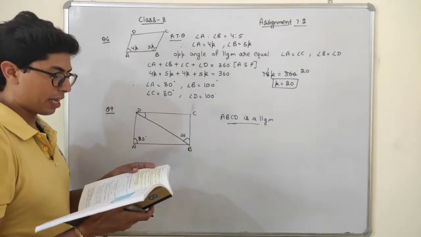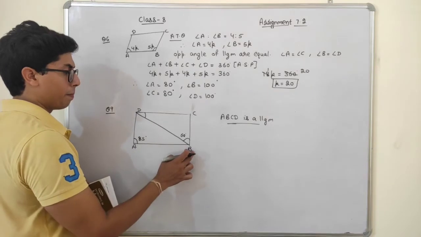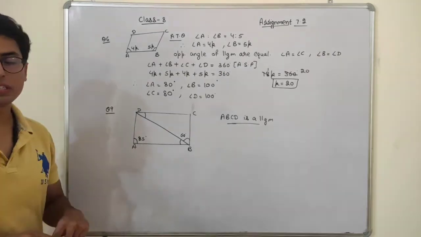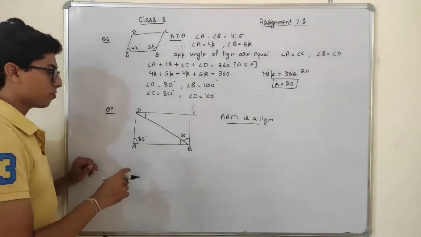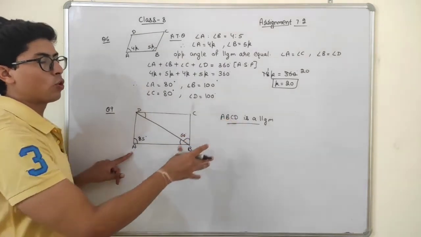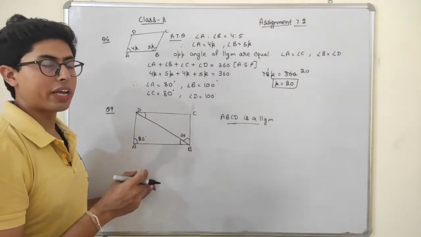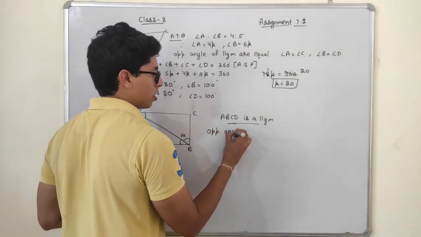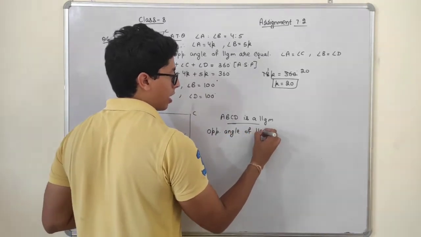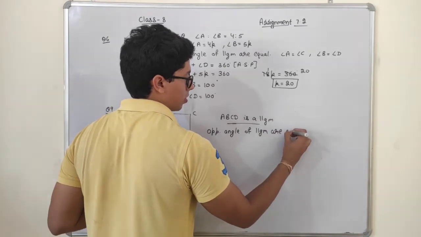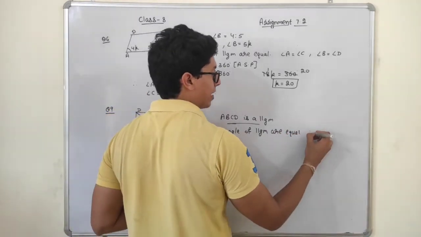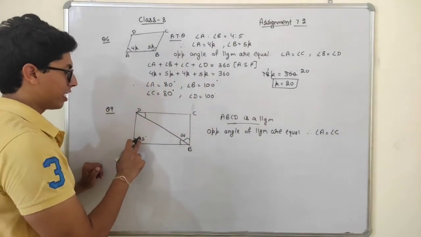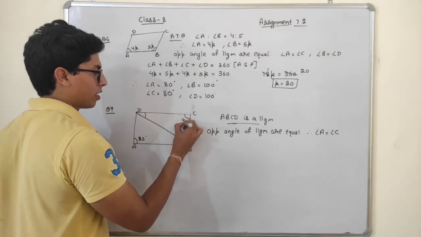Okay, and angle ABD. That means this angle. So these two angles I have to find out, students. Now see, students, this angle is A. We know that opposite angles of a parallelogram are equal. So I can say that angle A is equal to angle C. Opposite angles of a parallelogram are equal. Therefore, angle A is equal to angle C. If this is 85, this will be 85 as well.